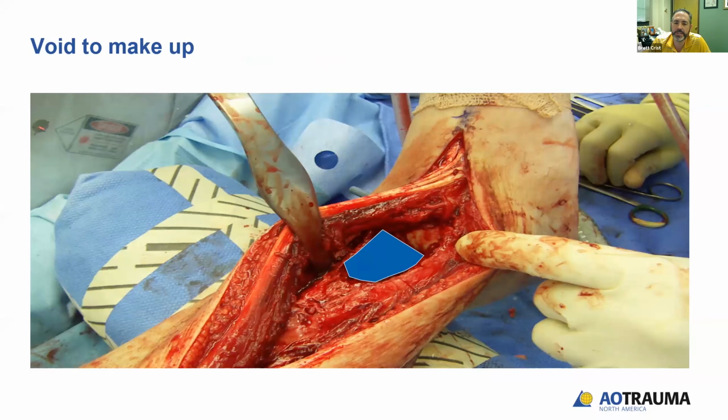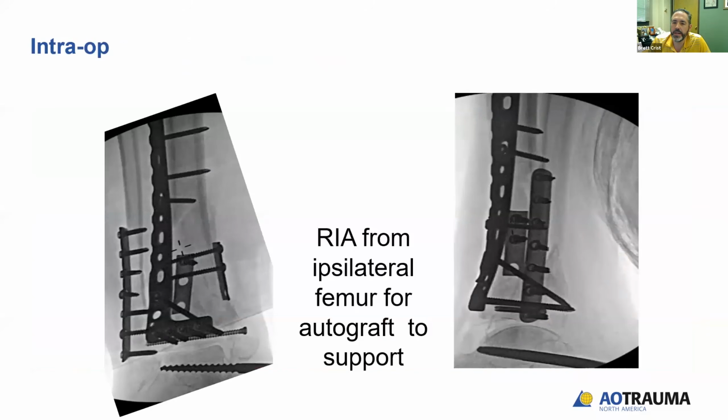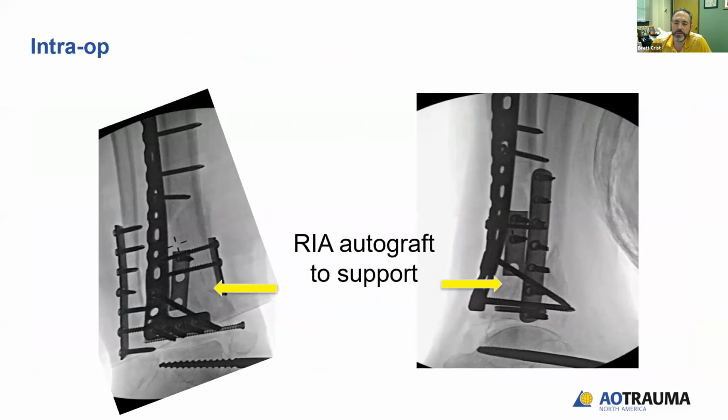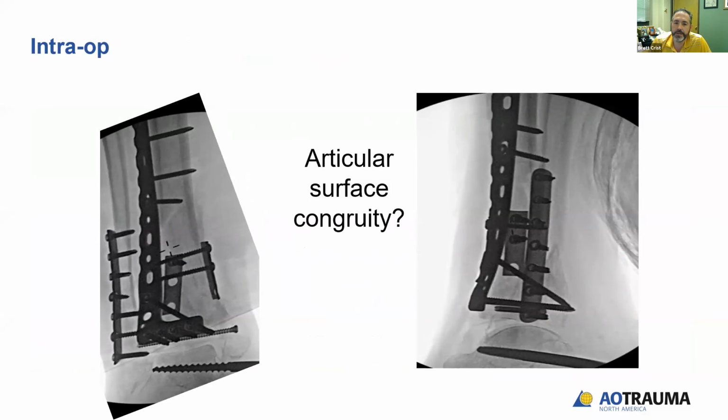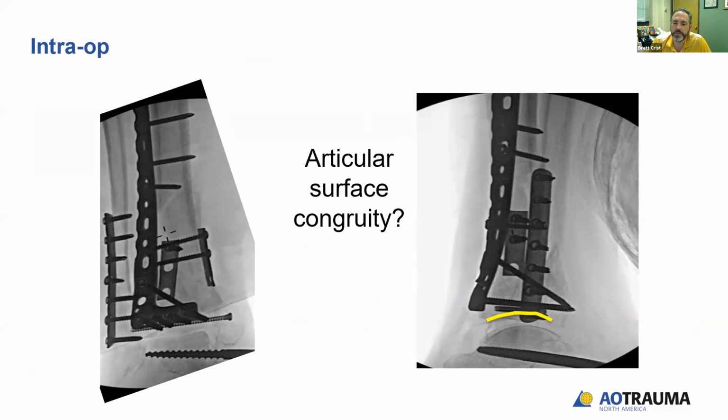You can see that her talar body surface wasn't actually that damaged, which surprised me. It may have been because she's a little bit older and her bone failed a little faster. But this is what I did. I used her ipsilateral femur for bone graft harvesting to support the articular surface, as you can see here, and then used 2 or 3 plates. Obviously her joint surface is not congruous, but it was stable.